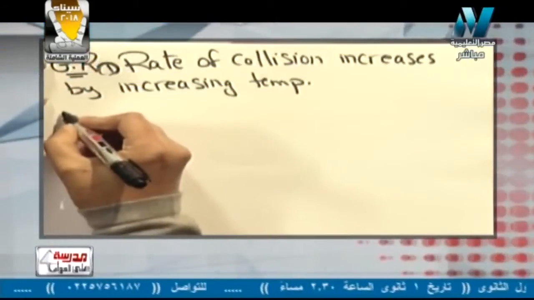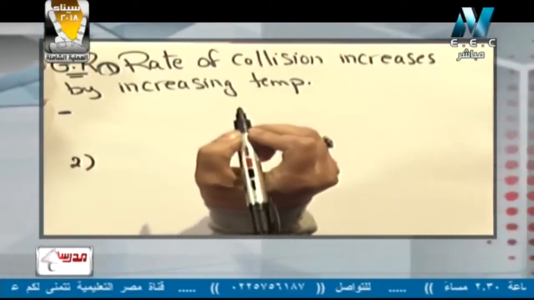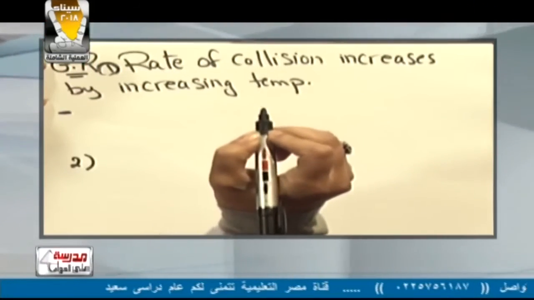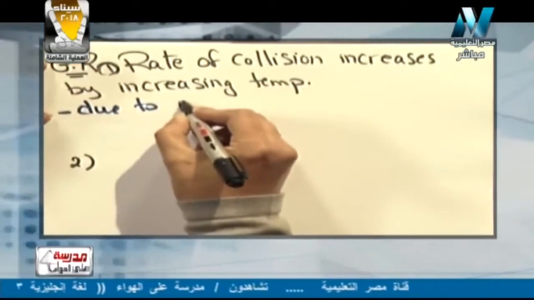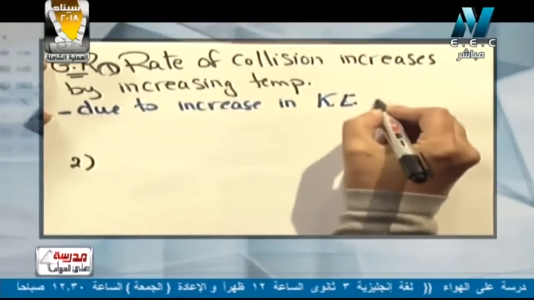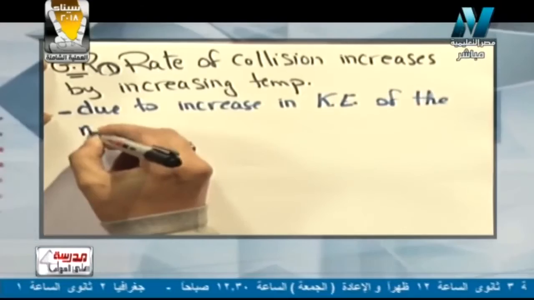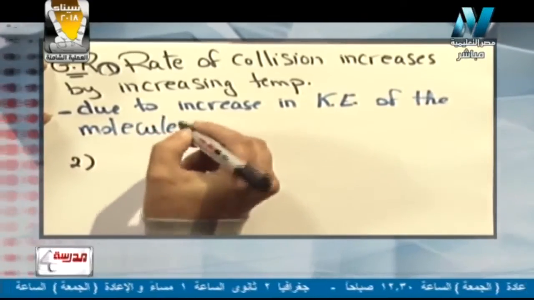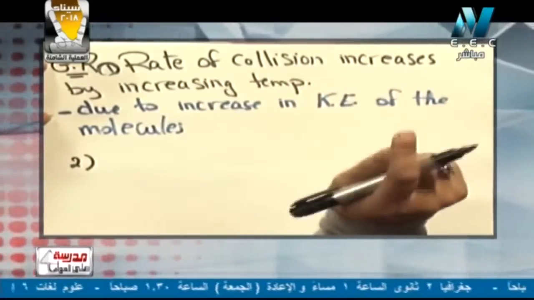We have to give reasons. First give reason, rate of collision. Why? The rate of collision increases by increasing the temperature. This is because when the temperature increases, the molecule movement increases, so the kinetic energy increases. So the rate of collision increases by increasing the temperature due to the increase in the kinetic energy of the molecules. Our number of collisions. Yes. Now this is increasing the rate of collision due to the increase in the kinetic energy.